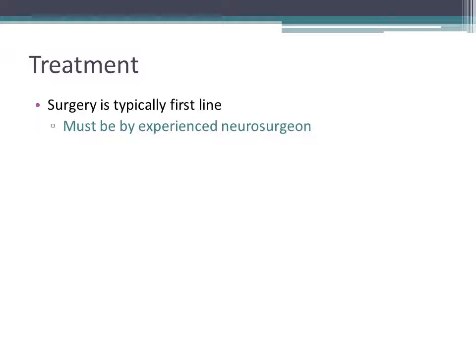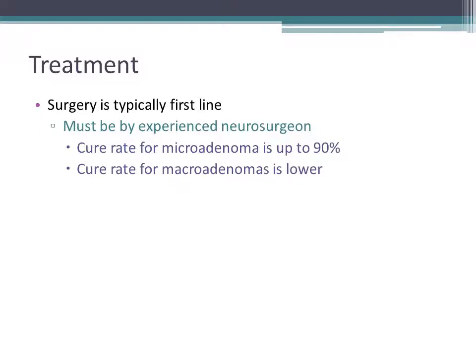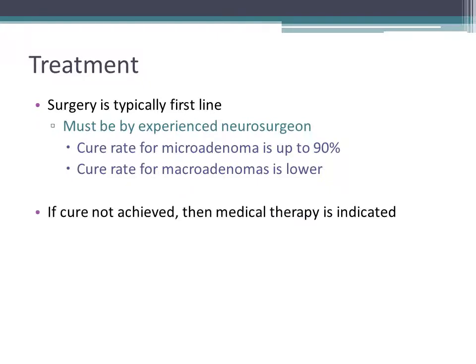So the mainstay of treatment of a patient with acromegaly is surgical. So we refer them to an experienced neurosurgeon to resect or debulk a large tumor. Cure rate for microadenomas is up to 90%, meaning that a skillful surgeon can take out the whole pituitary tumor without affecting the remainder of the pituitary gland and succeed in 90% of cases. However, macroadenomas have lesser rate of cure even in experienced hands.